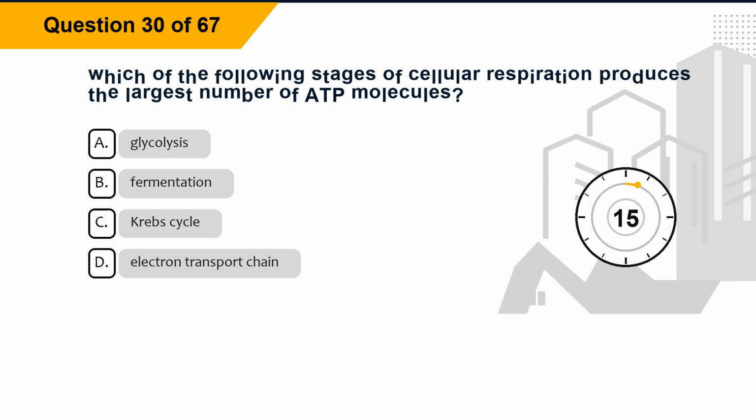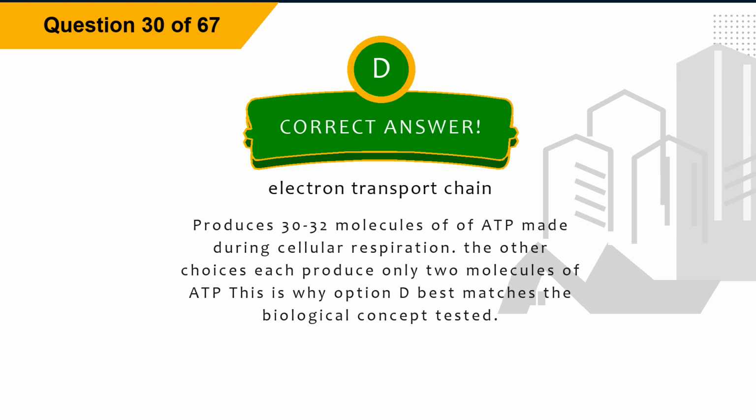Question 30. Which of the following stages of cellular respiration produces the largest number of ADP molecules? Option A, glycolysis. Option B, fermentation. Option C, Krebs cycle. Option D, electron transport chain. The correct answer is option D, electron transport chain. Explanation. Produces 30-32 molecules of ATP made during cellular respiration. The other choices each produce only 2 molecules of ADP. This is why option D best matches the biological concept tested.